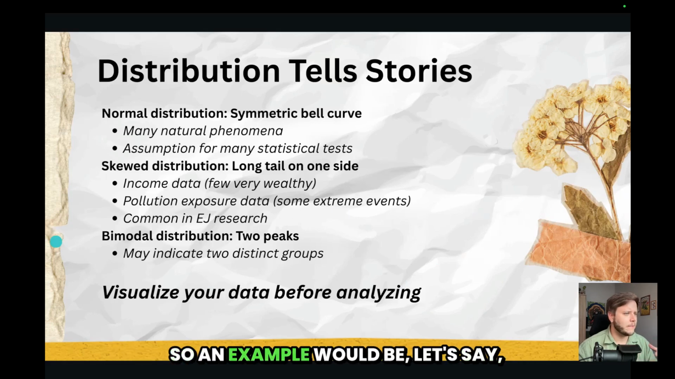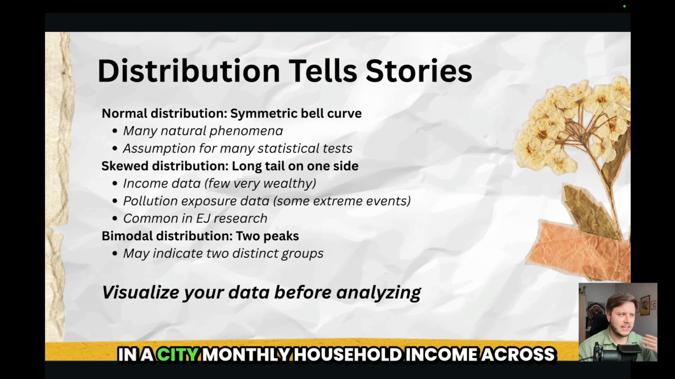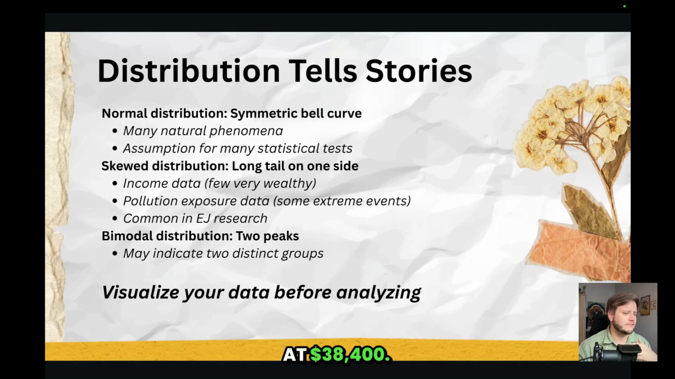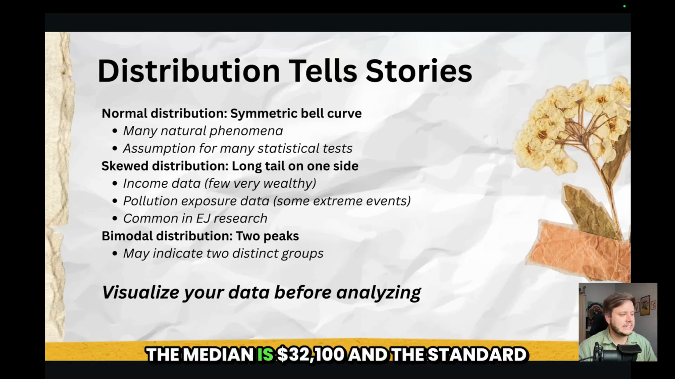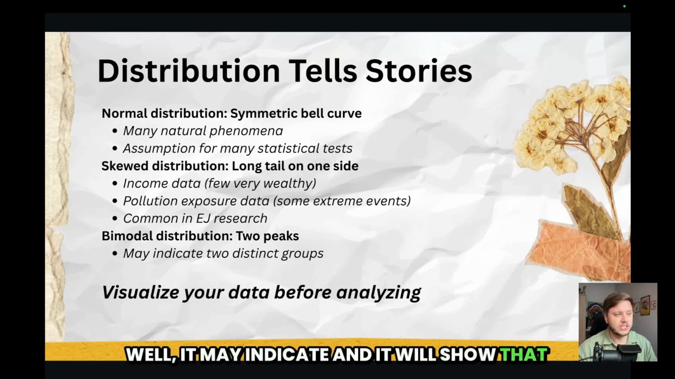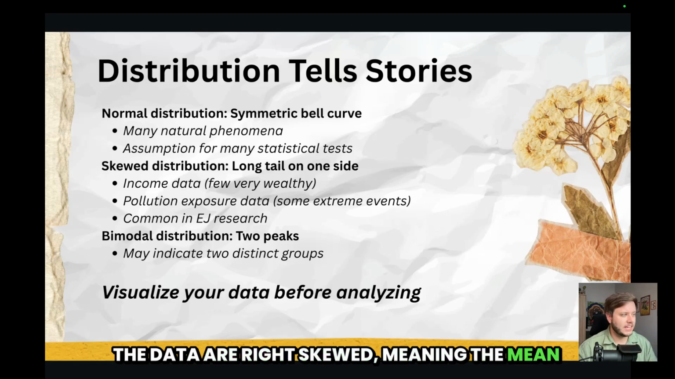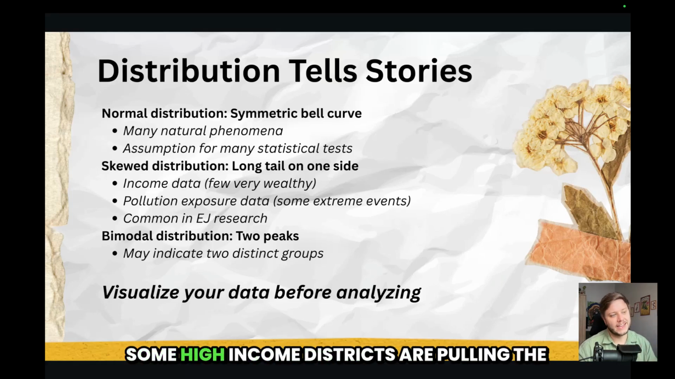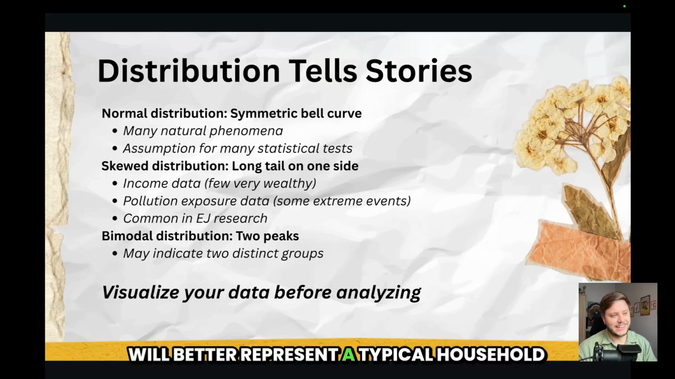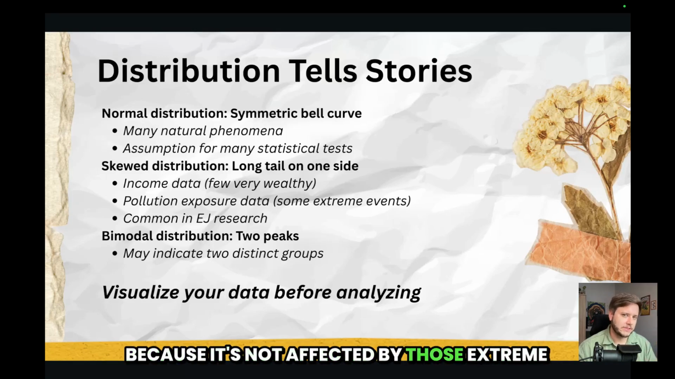So an example would be, let's say, in a city, monthly household income across 50 districts in 2022, the mean was measured at $38,400. The median is $32,100 and the standard deviation is $18,200. Okay. What does this tell us, right? Well, it may indicate and it will show that the data are right skewed, meaning the mean exceeds the median. Some high income districts are pulling the mean up. The median will better represent a typical household because it's not affected by those extreme values.